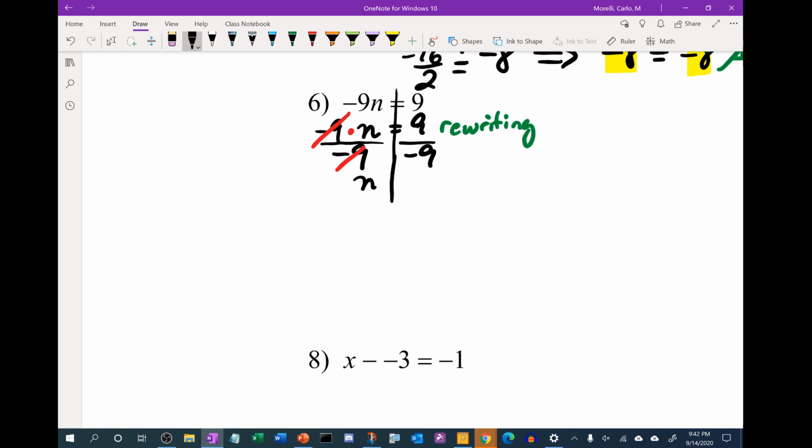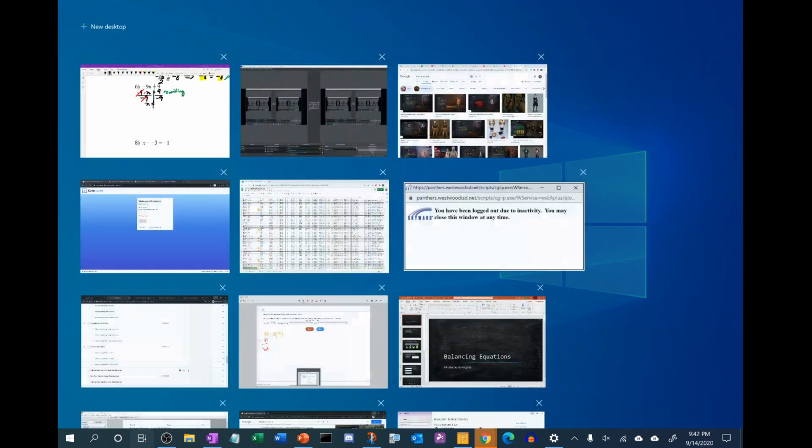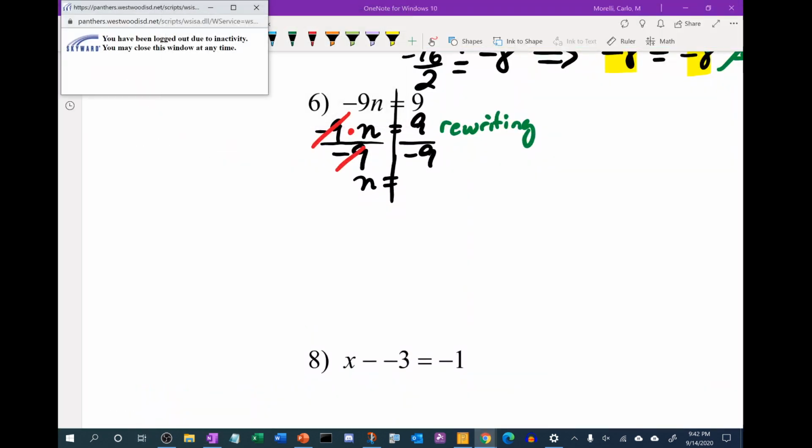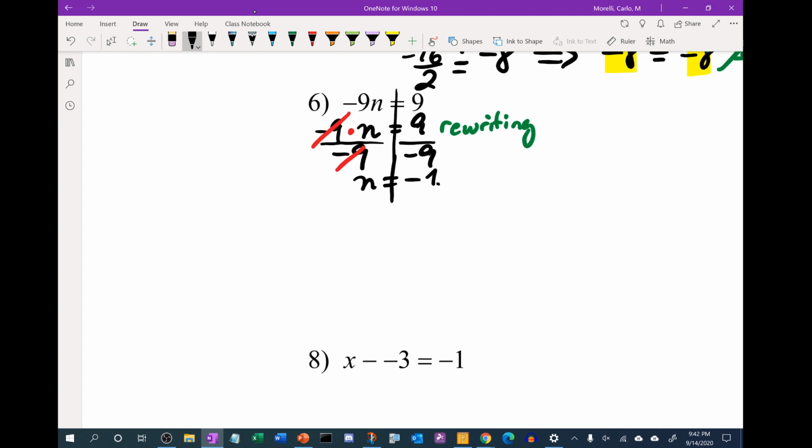Now I've got n equals, and what is 9 divided by negative 9? Well, 9 divided by 9 is 1. 9 divided by negative 9, that's a positive divided by a negative. That's a negative. So 9 divided by negative 9 must be negative 1. Okay? Well, let's see if that's true. First, let me justify it. This was the division property of equality. And then this was just simplification. And I want to write just "sim" there.